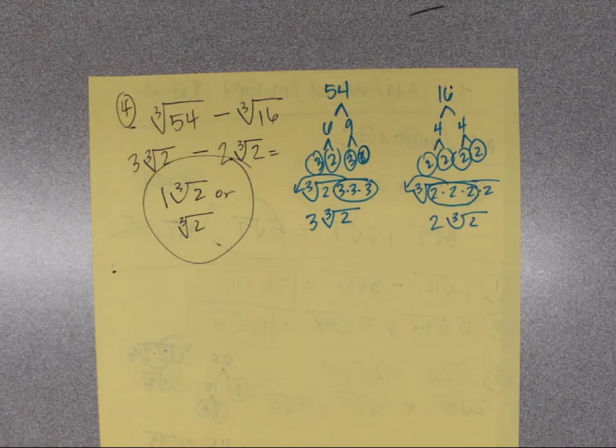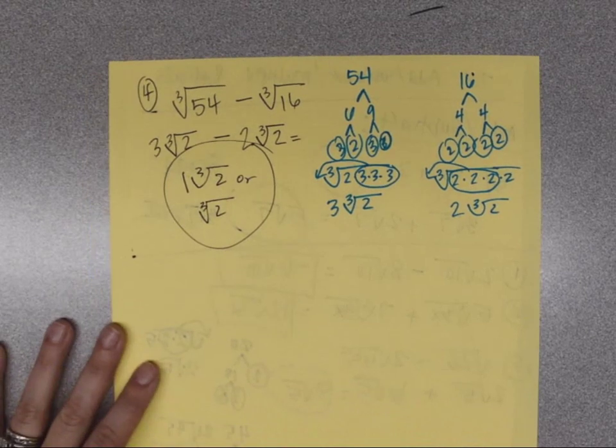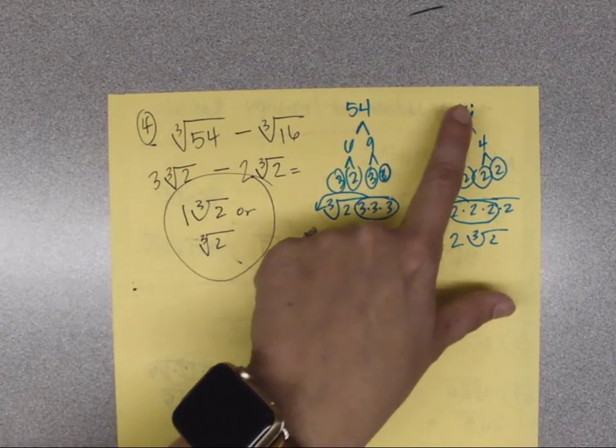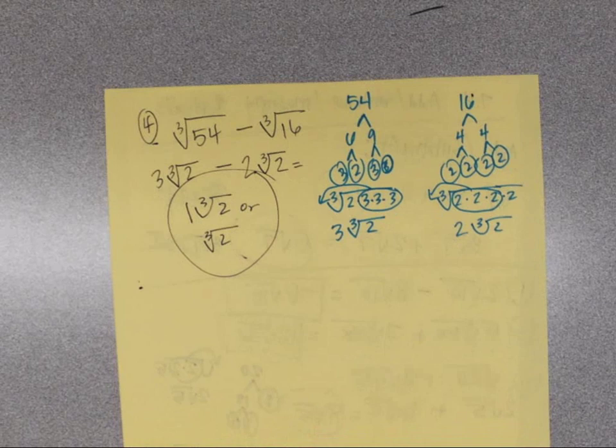Okay, so that is adding and subtracting. Essentially, that's about as hard as it gets. The only way this could get harder is if that was a bigger number and that was a bigger number and you have more things you can take out.